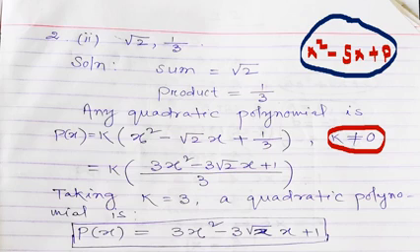After simplifying, taking LCM, we have got the numerator 3x square minus 3 square root of 2 x plus 1. Here let us make the denominator 1 by taking a value of k. By taking different values of k, you will get different quadratic polynomials, but the sum and the product will remain the same. Therefore, by taking k is equal to 3, a quadratic polynomial is 3x square minus 3 square root of 2 x plus 1.